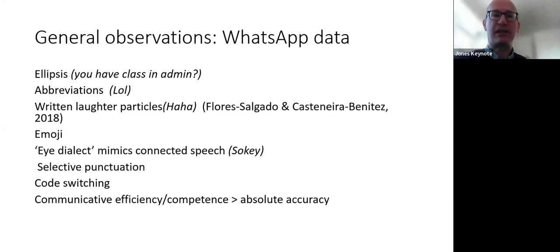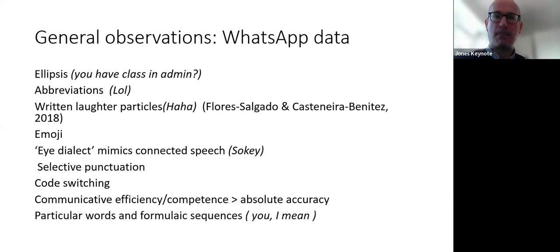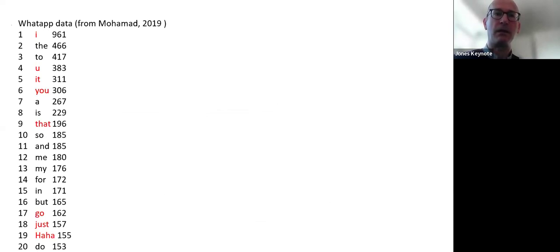Okay, when we look at all of this data and we look at the most frequent words, there are also some interesting observations we can make. We see, of course, particular words and formulaic sequences being used. Of course, you is very frequent, as is I, and discourse marking such as I mean, etc. When we look at the most frequent words, we can find lots of crossover with conversations, but also some differences and distinctions. So these are the 20 most frequent words from the WhatsApp data.